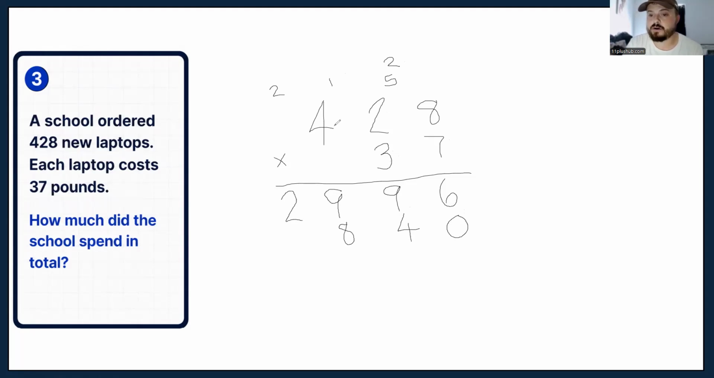And 3 times 4 is 12. So 2 goes underneath. 1 gets carried over. We've done all the maths. Let's bring the 1 down. And we're going to combine.